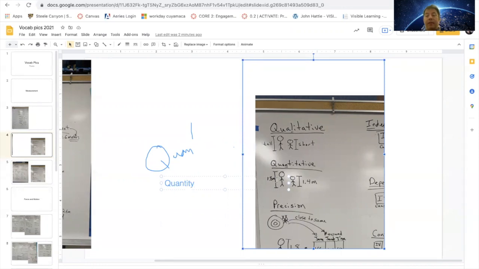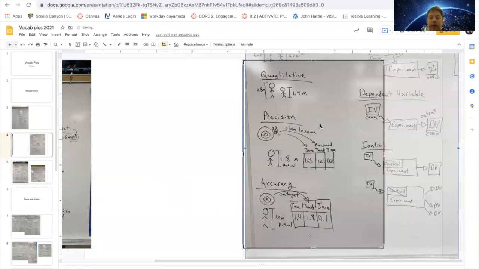So in this case, the quantity is height, because it's the height of the person, which is 1.8 meters, and this person is 1.4 meters. Notice both of these do the same job of describing what's going on, but depending on what you need, you may need numbers. Sometimes you can't get the numbers, and this is all you can rely on. It doesn't make one necessarily better or worse than the other. It's just how we make an observation.